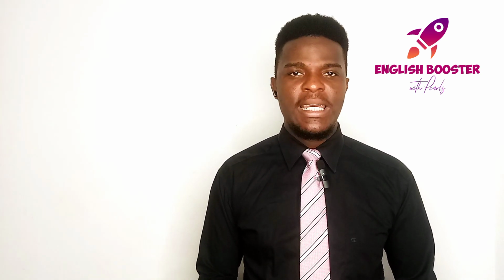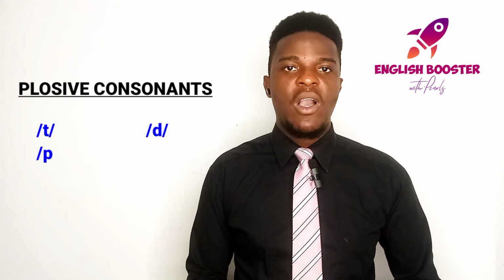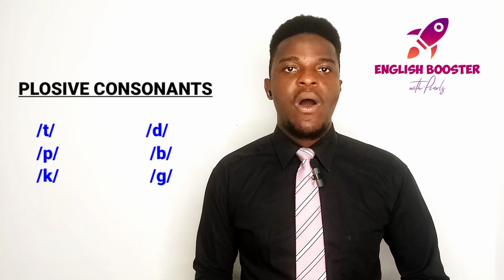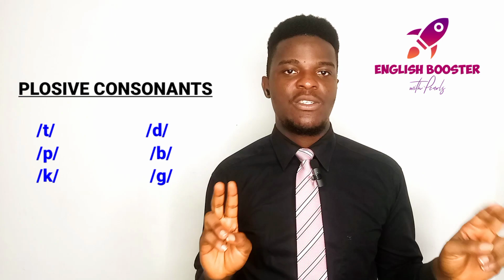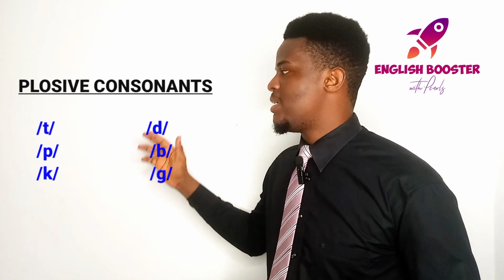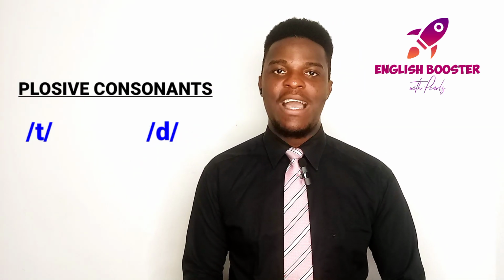Welcome back. In the past videos, we talked about the classification of sounds. As a matter of fact, in my first video, I attempted a pronunciation of all the 44 sounds that we have in English. In today's video, we'll be talking about the plosive consonants. Those are the 6 of them appearing right now on the screen, but we'll take them in pairs. The first pair we'll consider in this video is the T and the D pair. We'll see how they are different and the dichotomy of those sounds.